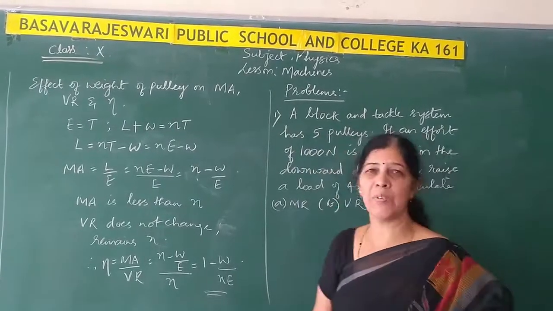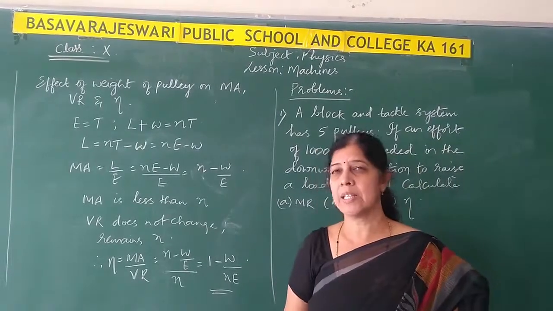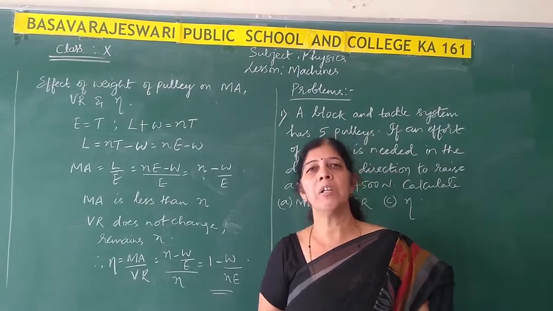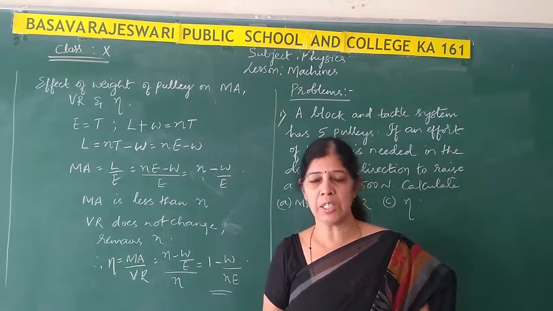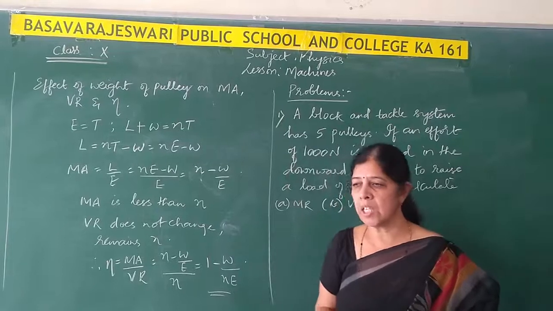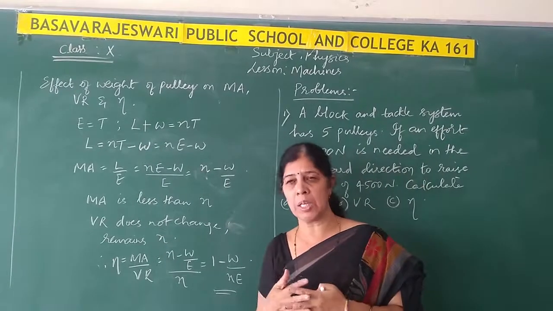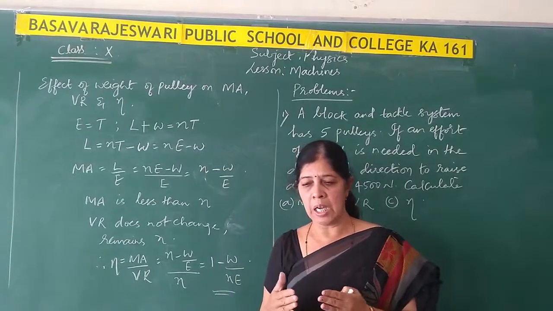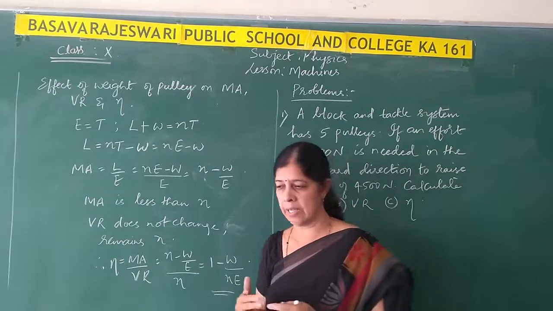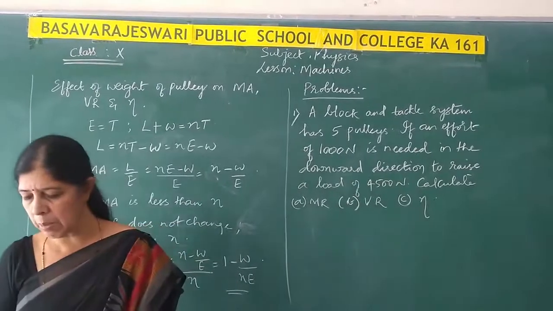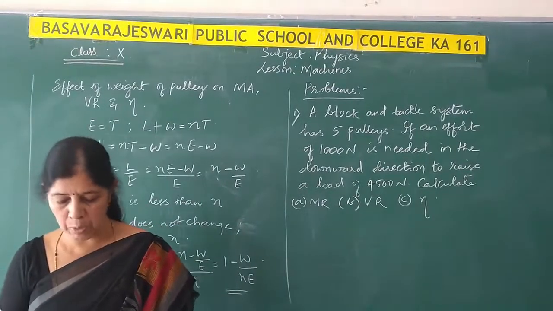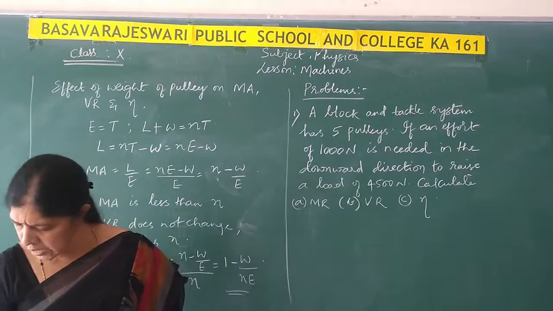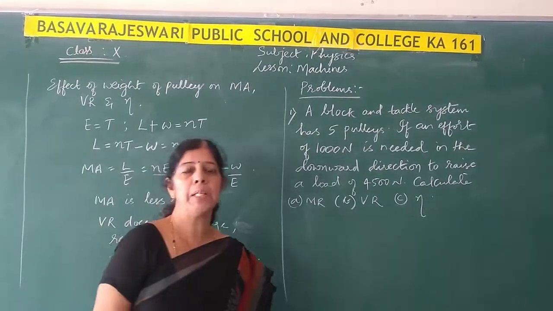So in the previous video we learned about the block and tackle system of pulleys, is it not? There you have to remember that depending on the number of pulleys, the velocity ratio will change. What we have learned is, if you take an odd number of pulleys, then the load will be supported by the tackle. Understood? If you take an odd number of pulleys, then the load will be supported by the tackle. If you take an even number of pulleys, then the load will be supported by the block.